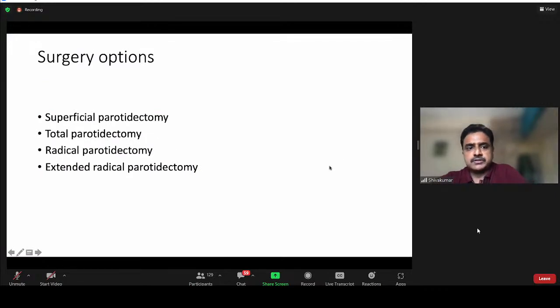So the options for surgery in this case, to the panel, this is a high-grade carcinoma. Would we just restrict to a superficial parotidectomy, or would we go ahead with a total parotidectomy? In other words, how do we decide the extent of surgery in such a case? Dr. Gopal, would you want to start this?